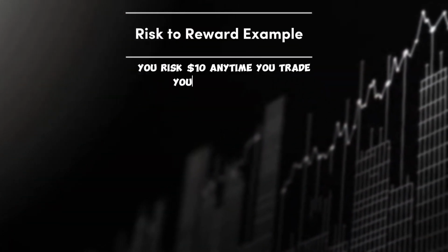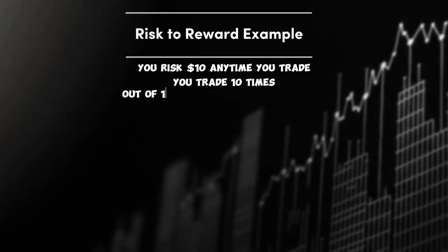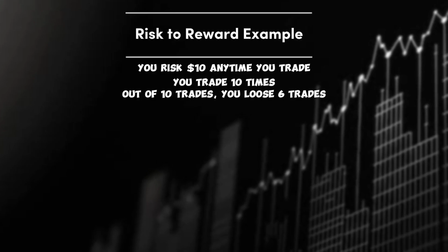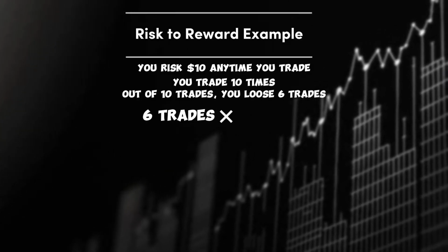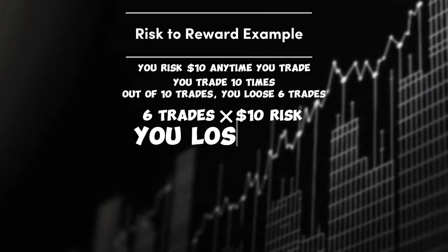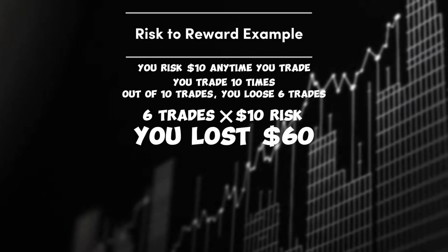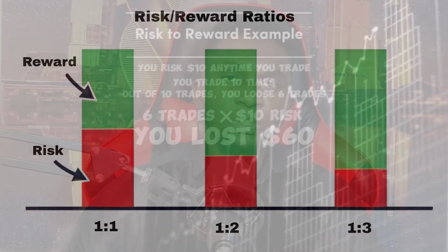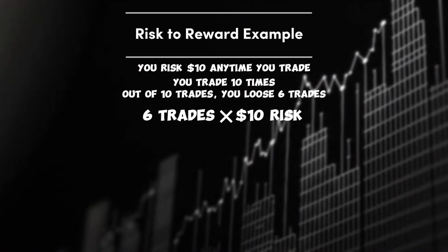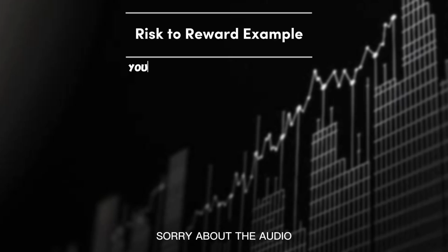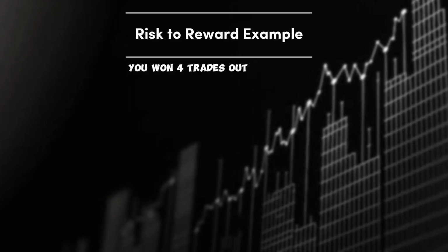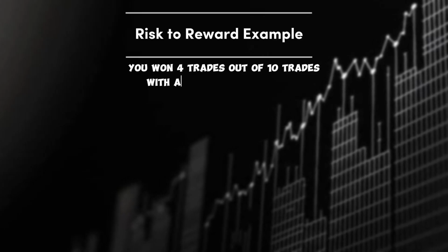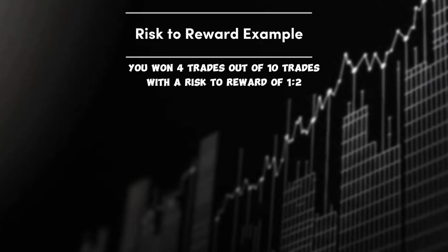Let's assume you are risking $10 anytime you trade, and then you trade 10 times, and then out of those 10 trades, you lose 6. Now, if you lose 6 trades and you are risking $10, you've lost what? $60. But with a good risk to reward ratio like 1 to 2, that means anytime you risk $10, you gain $20. Now you've lost 6 trades, $60 is gone. And now let's assume you just won only 4 trades out of the 10 trades, with a risk to reward of 1 to 2.